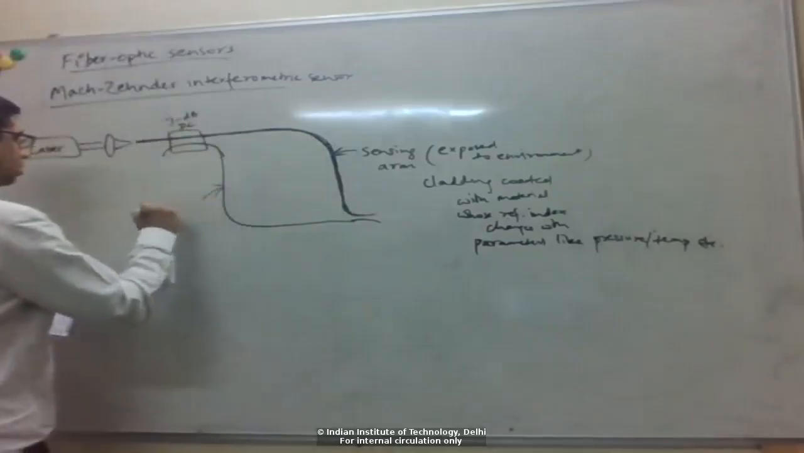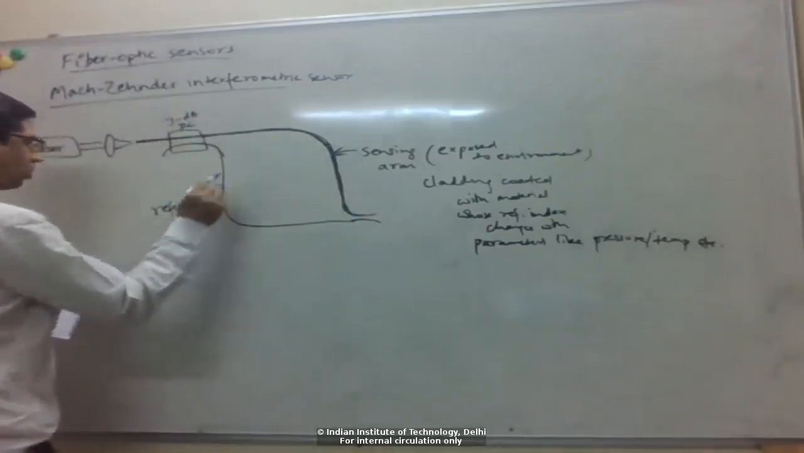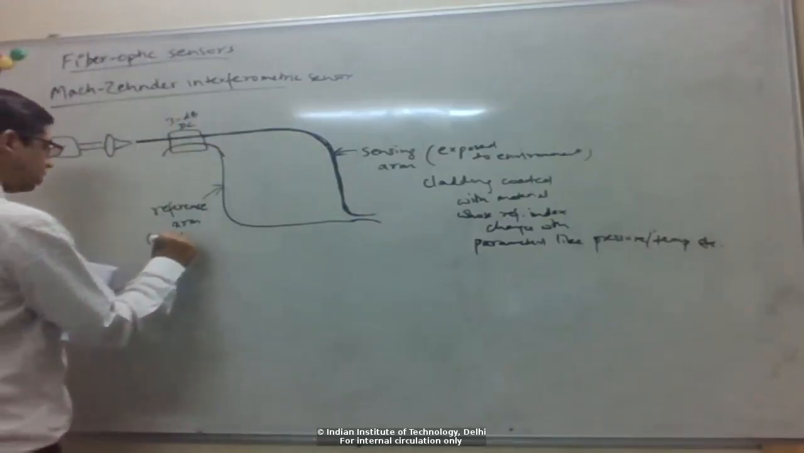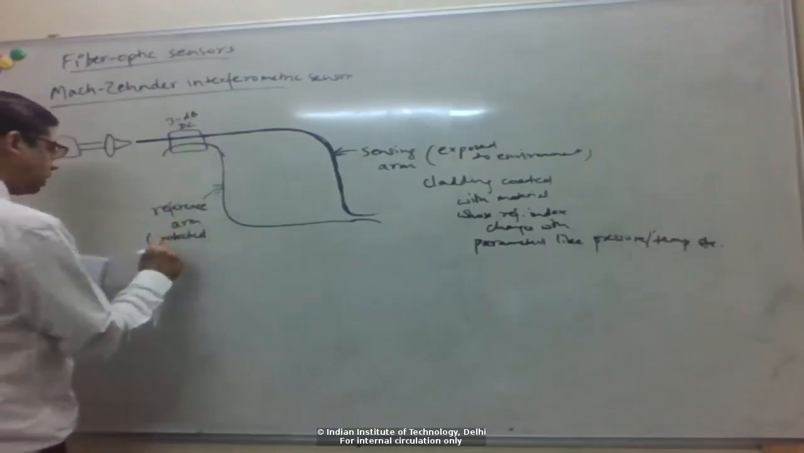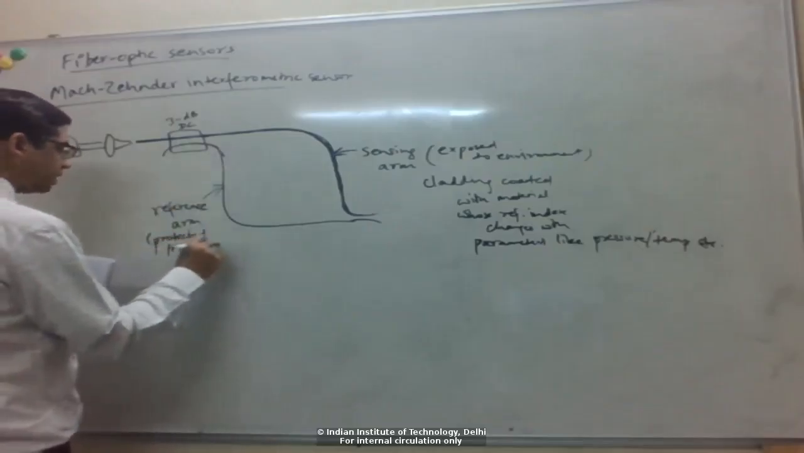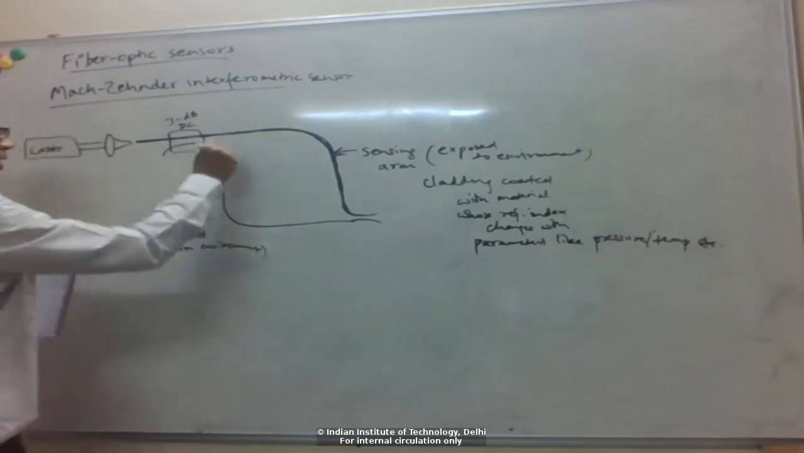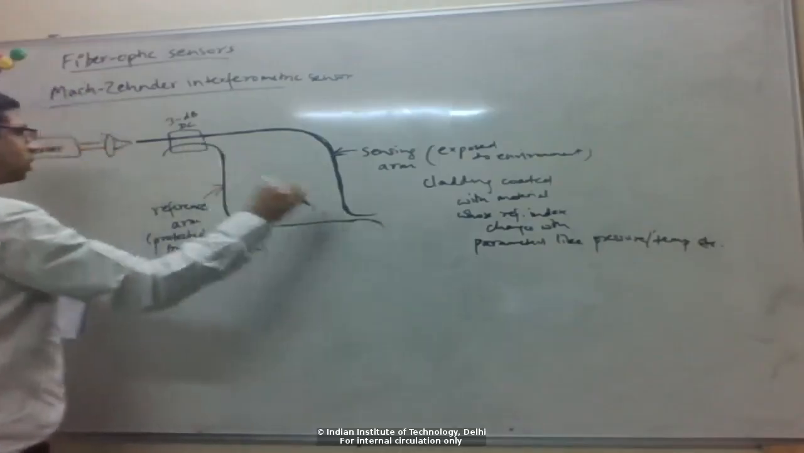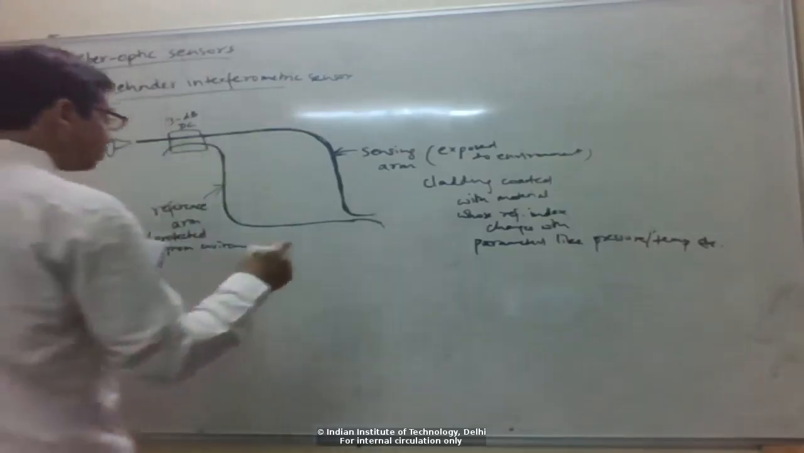The other arm is known as the reference arm, which is basically protected from the environment, right? So this part sort of sits enclosed within your device, is not exposed to the environment. So this is a fixed arm, right? So the length and refractive index here is constant, right? So the phase acquired through this path is constant, does not change with any external parameters.